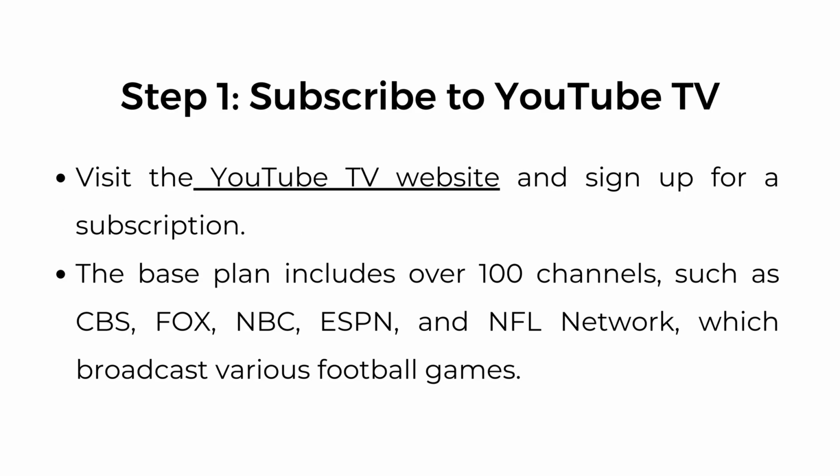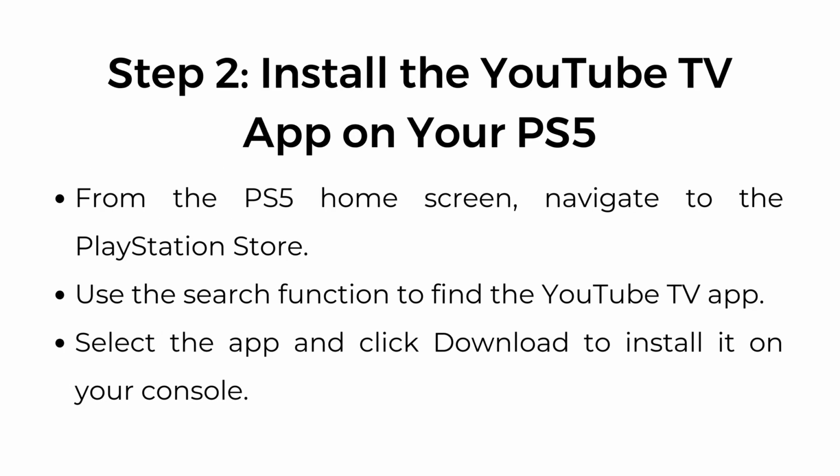Step number 1. Subscribe to YouTube TV. Visit the YouTube TV website and sign up for a subscription. The base plan includes over 100 channels, such as CBS, Fox, NBC, ESPN, and NFL Network, which broadcast various football games.